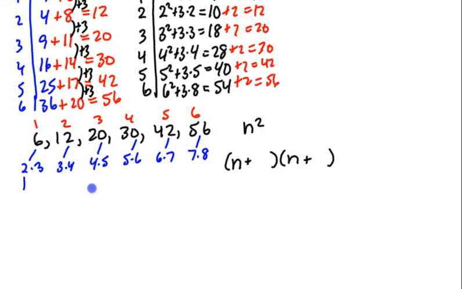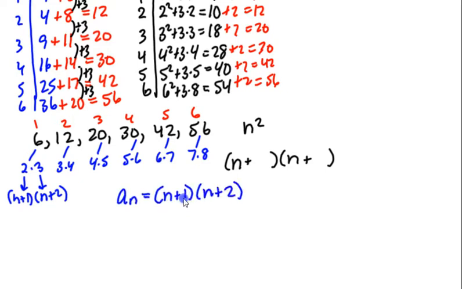So what's the pattern? 2 is n plus 1. 3 is n plus 2. And that's the case here. 3 is n plus 1, 4 is n plus 2. Or sorry, 4 is n plus 1, 5 is n plus 2. So my rule is a sub n is equal to n plus 1 times n plus 2.